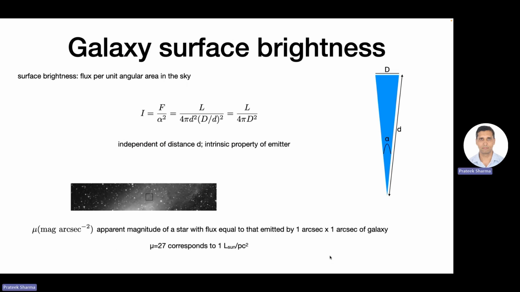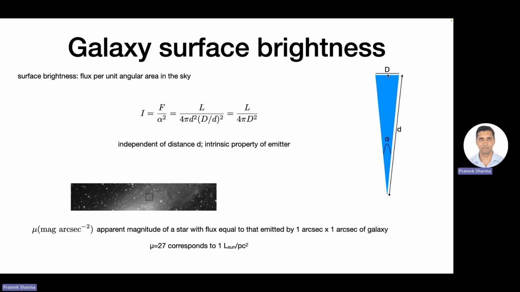Okay, so now we'll actually come to this idea of surface brightness. We were talking about surface brightness, but I didn't quite define what I mean by it. So this intensity I, or surface brightness, is defined as flux per unit angular area in the sky. So this is the definition. F is the flux, and alpha is this angle, alpha.